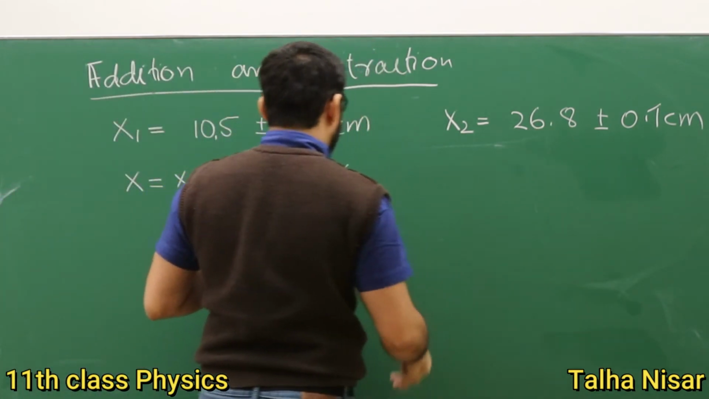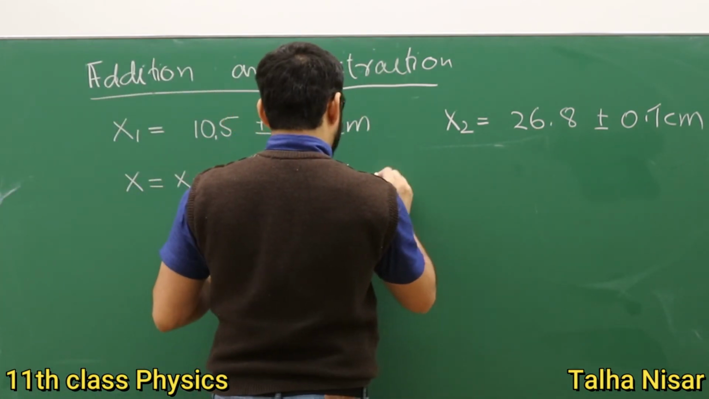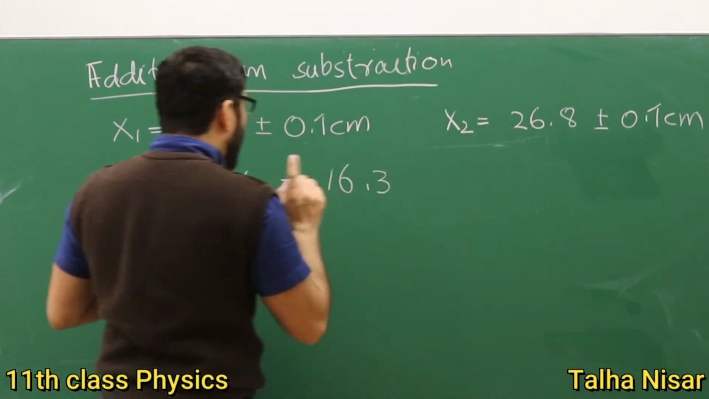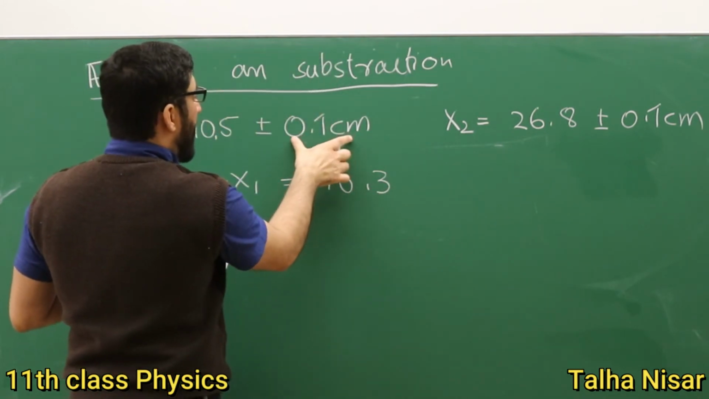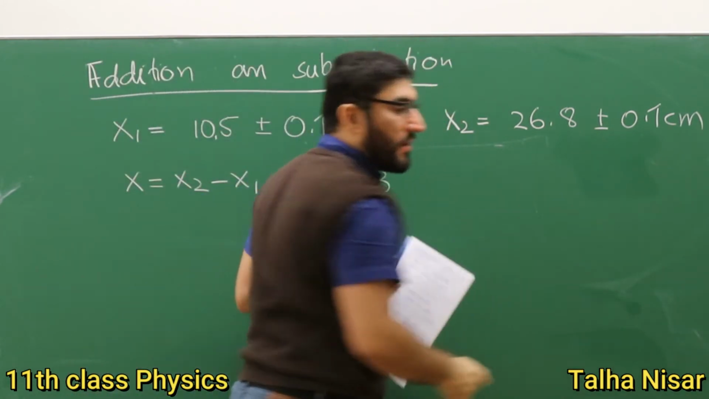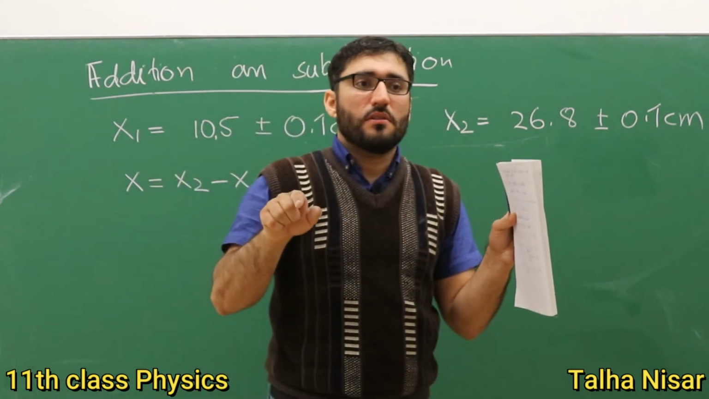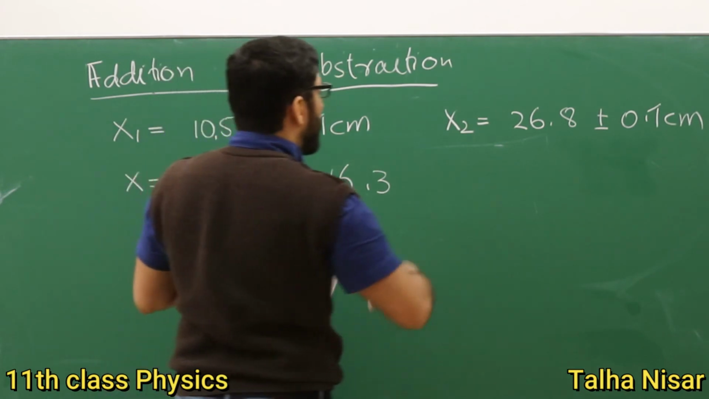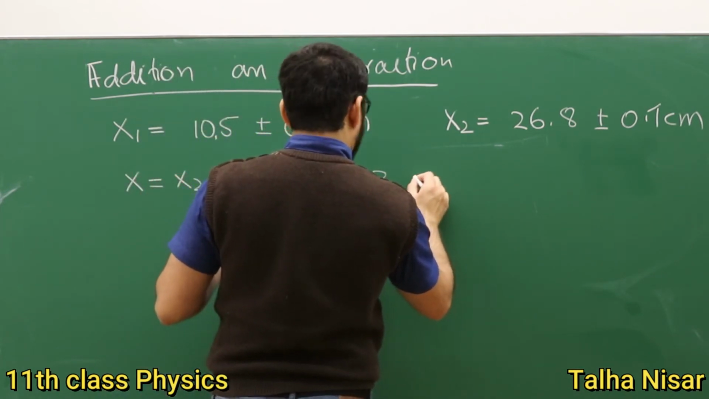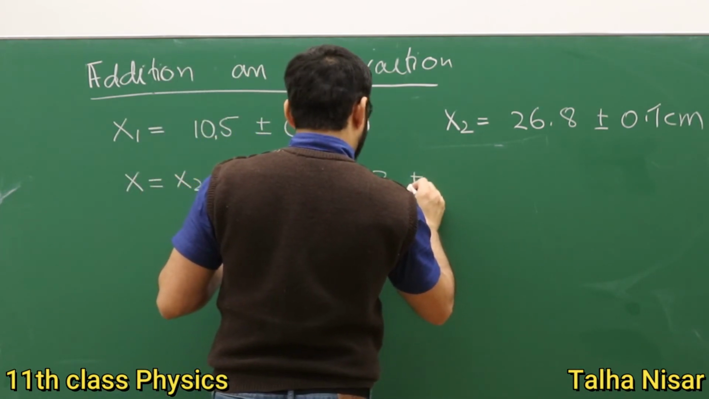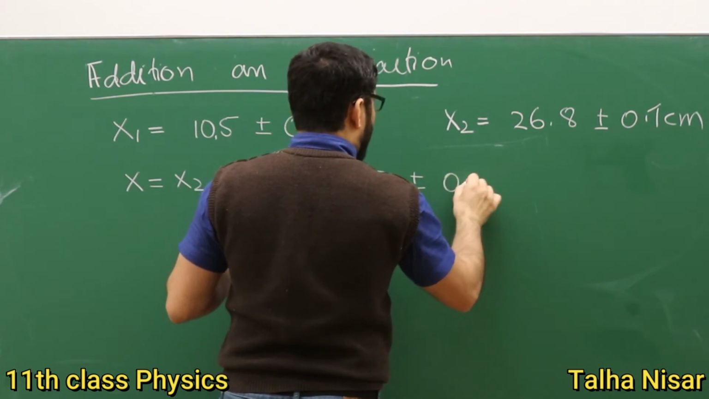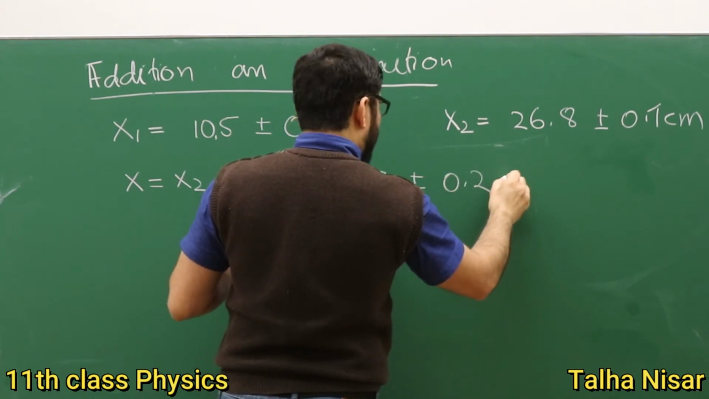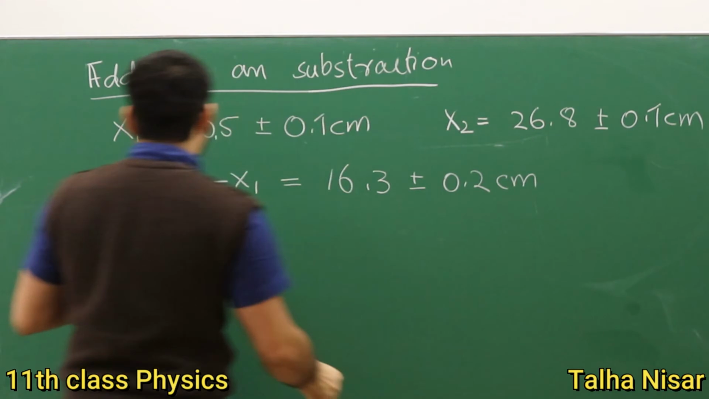10.5 from this value, we will get 16.3. But as we said, we have to add the errors, because now we have two different errors, and they will add up in the new value. So they will not be less precise then. Plus or minus 0.2 centimeter.